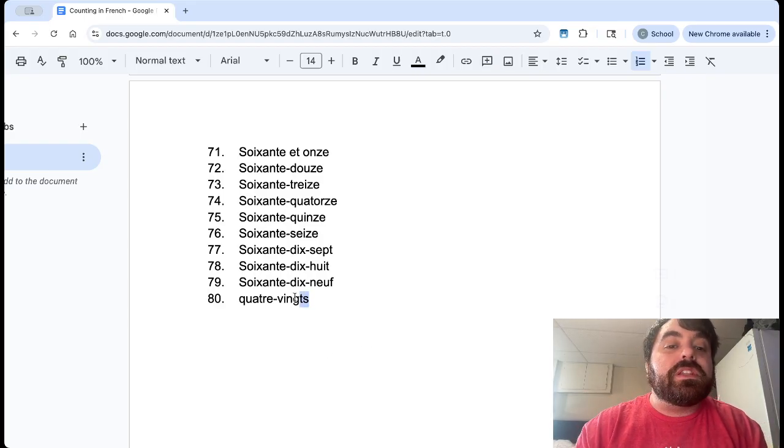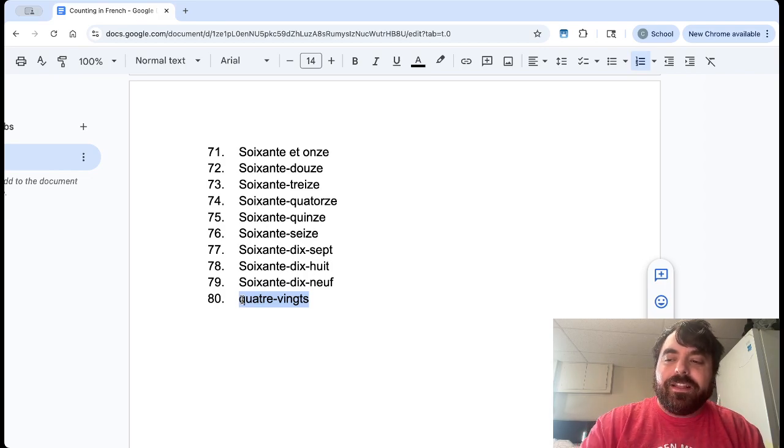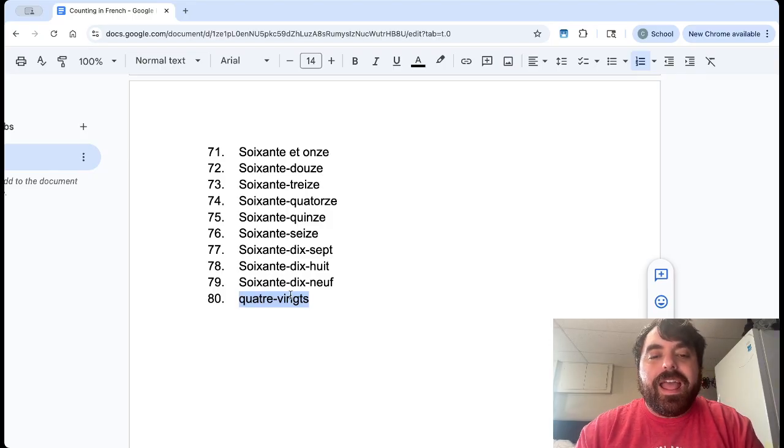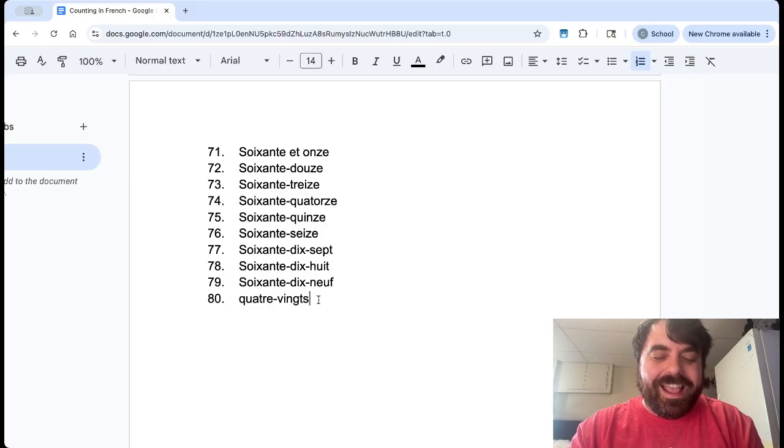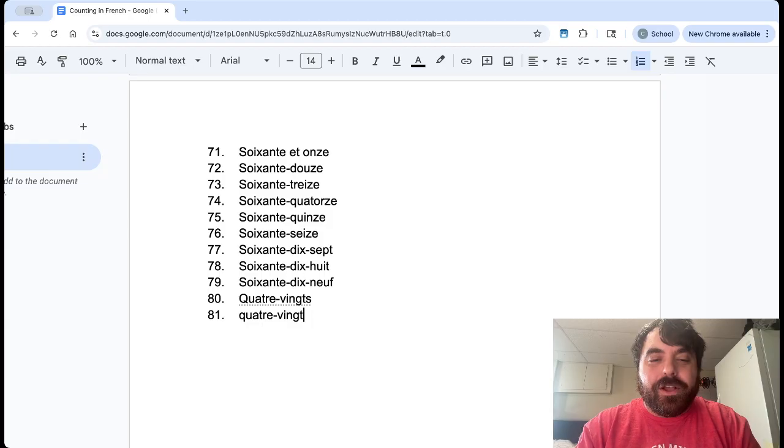Now this is using numbers that we are used to from before, right? So we have quatre, which is 4, and vingt, which is 20. And notice that this vingt has an S on the end of it. That S is because this is plural. There's 4 of the 20s. And so we don't say a new number for 80. We say 80, which is 4 20s. And so, of course, when you say 81, it's quatre-vingt-un.